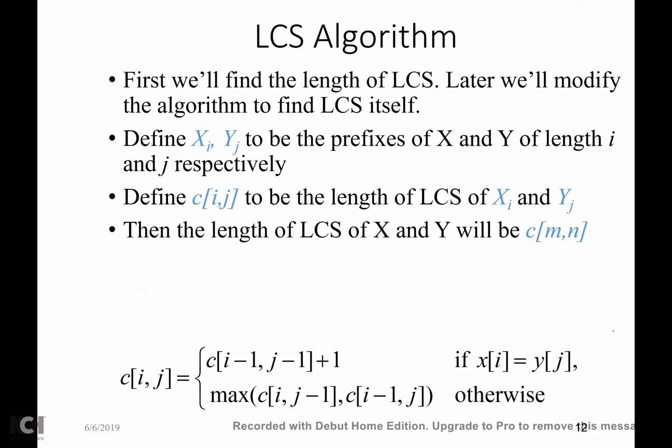First, we'll find the length of a longest common subsequence. Later, we will modify the algorithm to find the longest common subsequence itself. Define xi and yj to be the prefixes of x and y of length i and j respectively. Define Cij to be the length of the LCS of xi and yj. Then the length of the longest common subsequence of x and y will be Cmn. So this is what we have as the recursive relation.